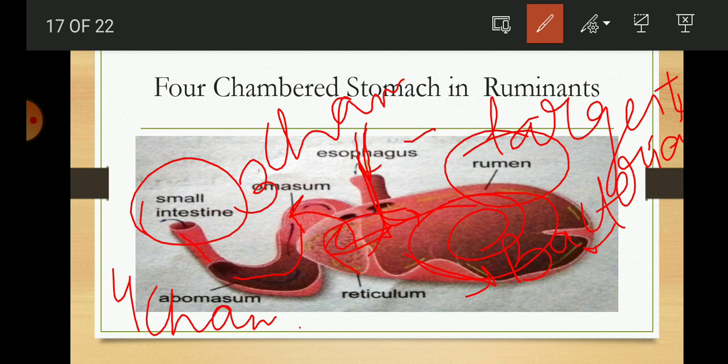So students, this is somewhat similar to human beings also, because before going to the stomach, the food passes through the esophagus, then it reaches the stomach, and thereafter it goes to the small intestine. So this is somewhat similar, but the only difference here is that there is a four chambered stomach.